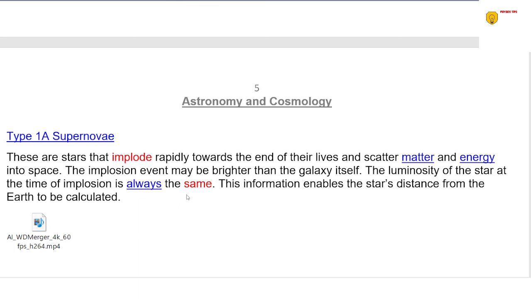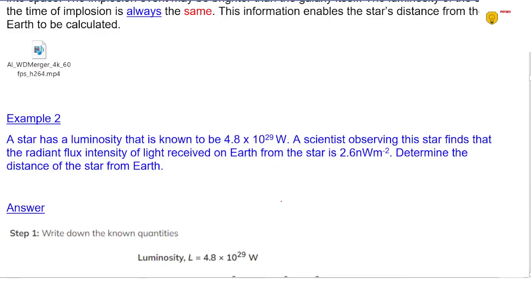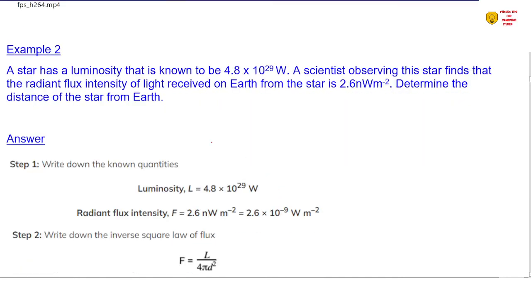Right. So going back to our notes, we're going to look at example number 2. A star has a luminosity that is known to be 4.8 times 10 to the power of 29 watts. A scientist observing this star finds that the radiant flux intensity of light received on Earth from the star is 2.6 nanowatts per square meter. Determine the distance of the star from the Earth. So the first thing that you need to do is to write down what you have. So this is your luminosity, L.